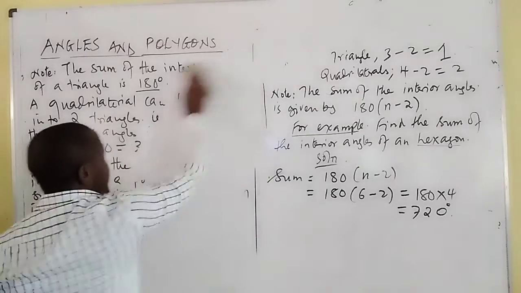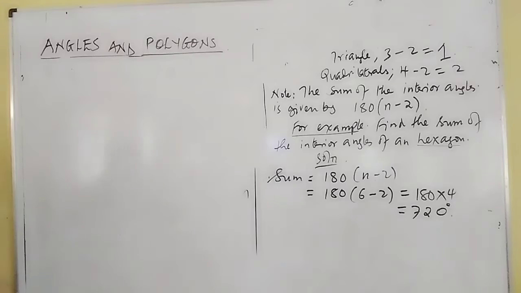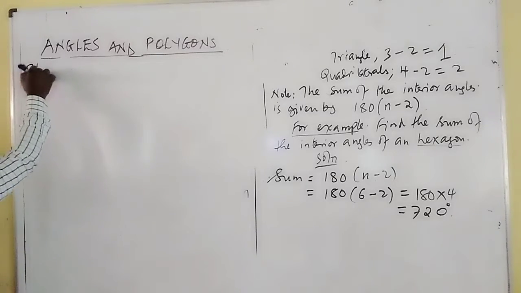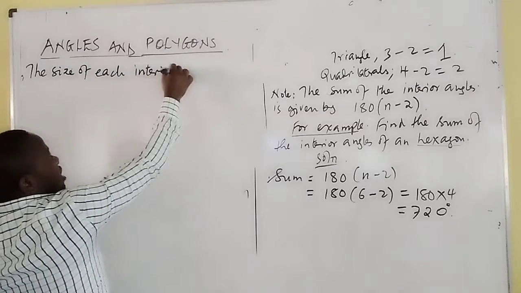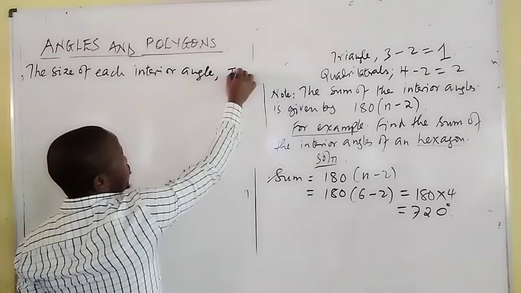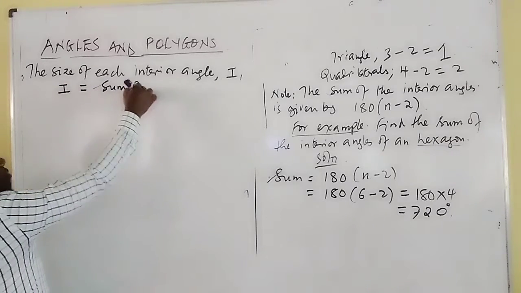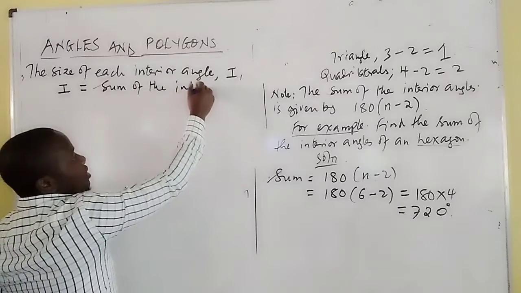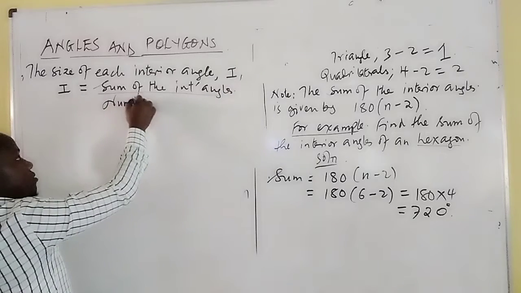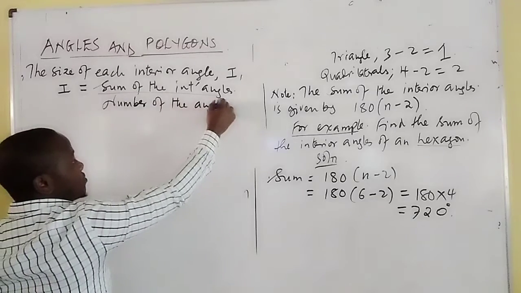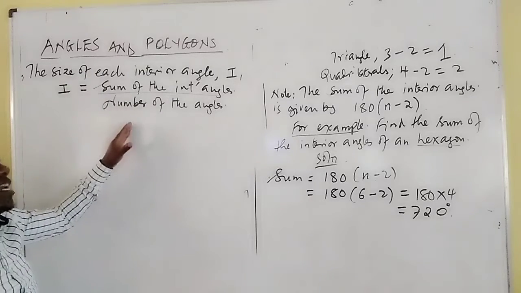Now, it is also very important to know that we can also get the size of each interior angle, capital I. So the size of each interior angle will be given by the sum of the interior angles, because if we have the sum of the interior angles, then we can get the size of each by dividing by the number of them.